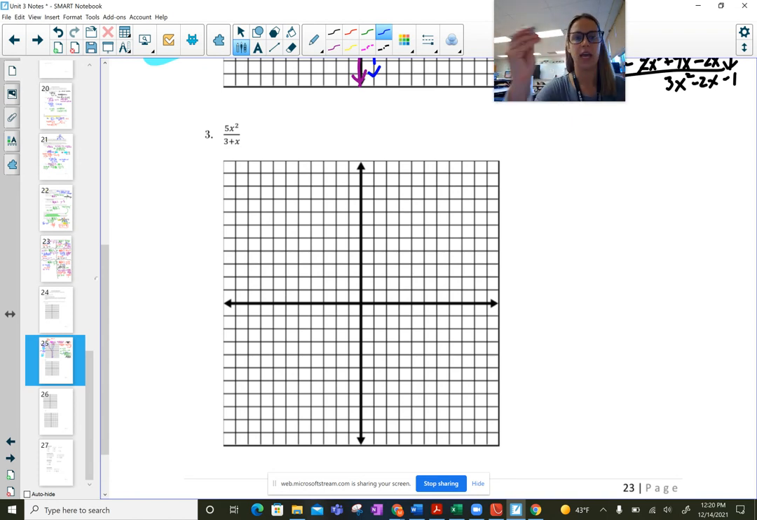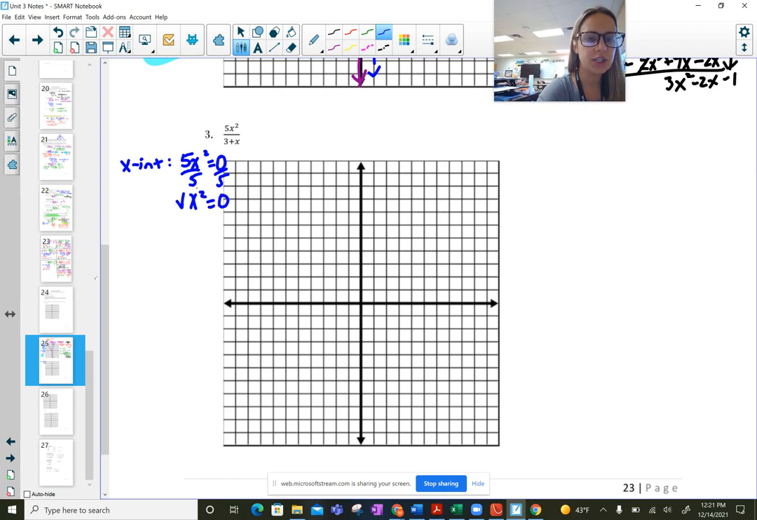Okay, so 5x squared over 3 plus x. Okay, so the x-intercept, remember, it's the whole thing set equal to 0, but it ends up just being the top set equal to 0. So I solve, get x squared equals 0, which the square root of 0 is just 0. Since the x-intercept is 0, the y-intercept is actually also going to be 0.